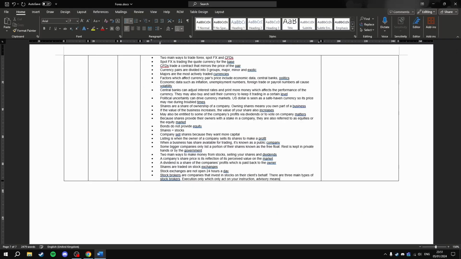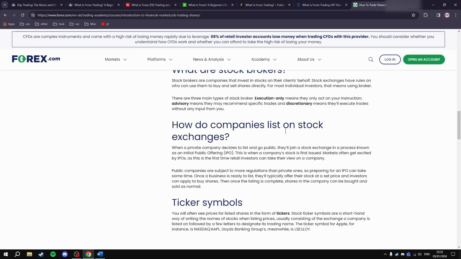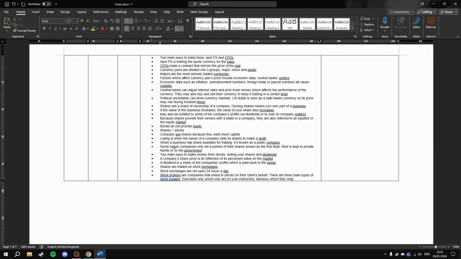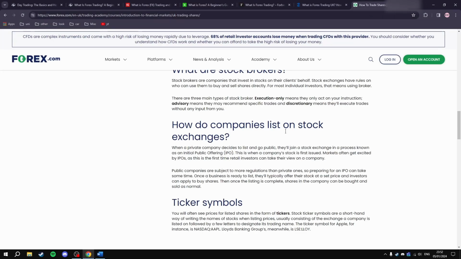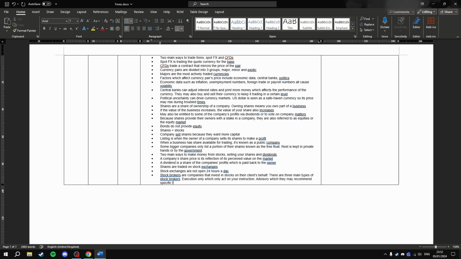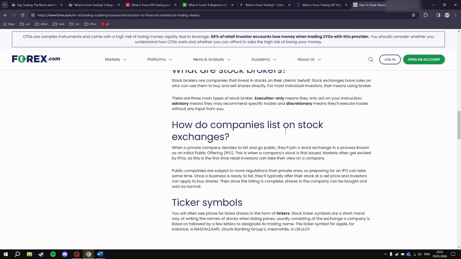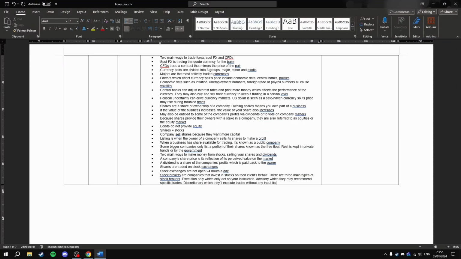Advisory means they may recommend specific trades. Discretionary means they'll execute trades without any input from you.